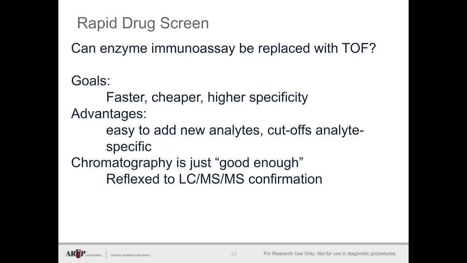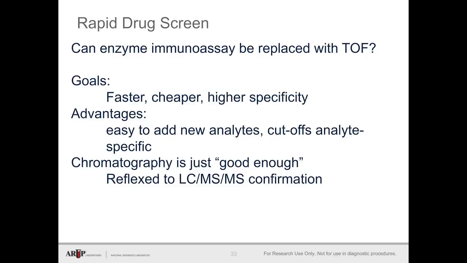Enzyme immunoassay kits are also expensive, which is another disadvantage to the technique. Don't get me wrong, immunoassay is a good broad test, it is robust, and it has served laboratories well for years. We just wanted to see if we could do better. So the goals of this project were to make the screen faster, cheaper, and have a higher specificity and sensitivity than the immunoassay. Cutoffs would be analyte specific rather than drug class specific.